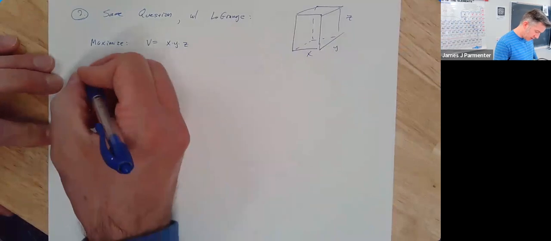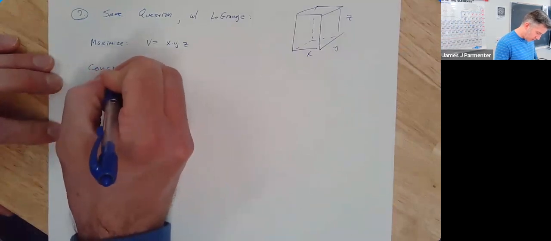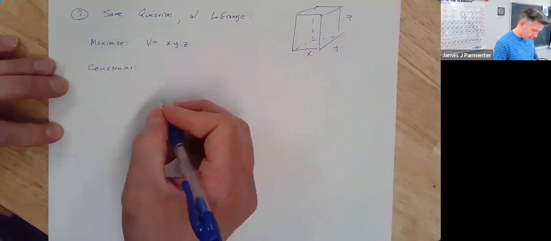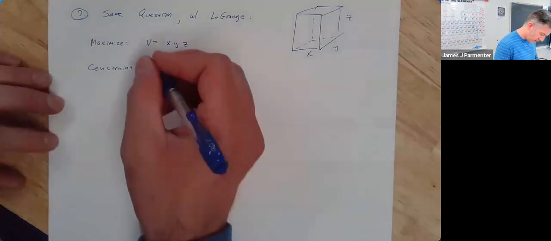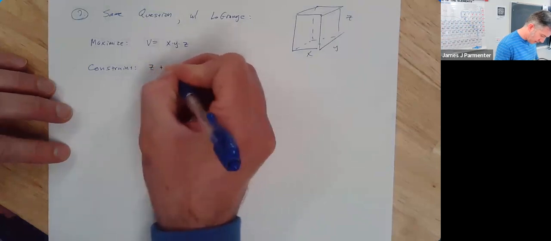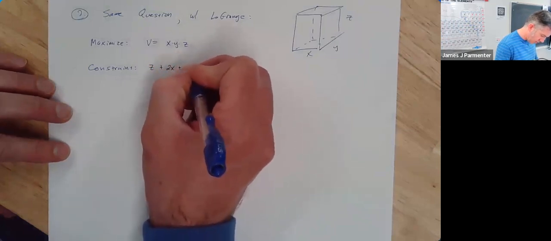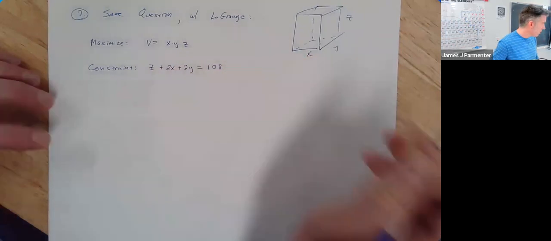And we also have to identify the constraint. The constraint is the fact that the length plus the girth has to equal 108. So that was z plus 2x plus 2y equals 108.